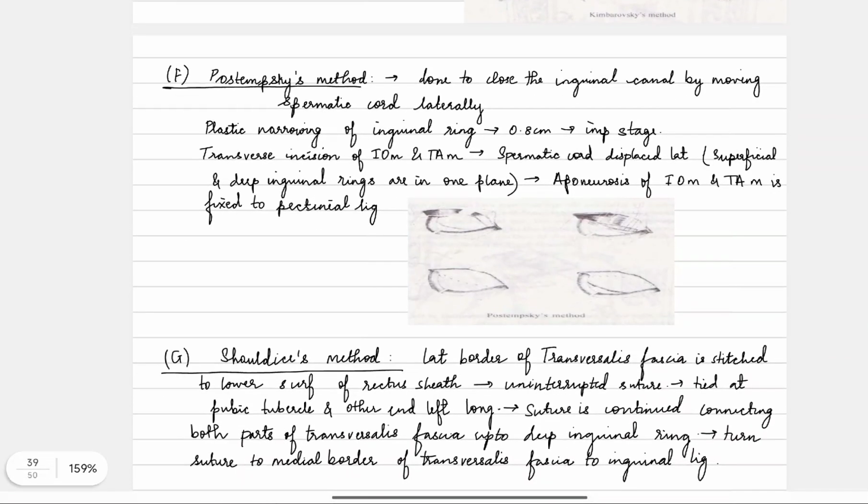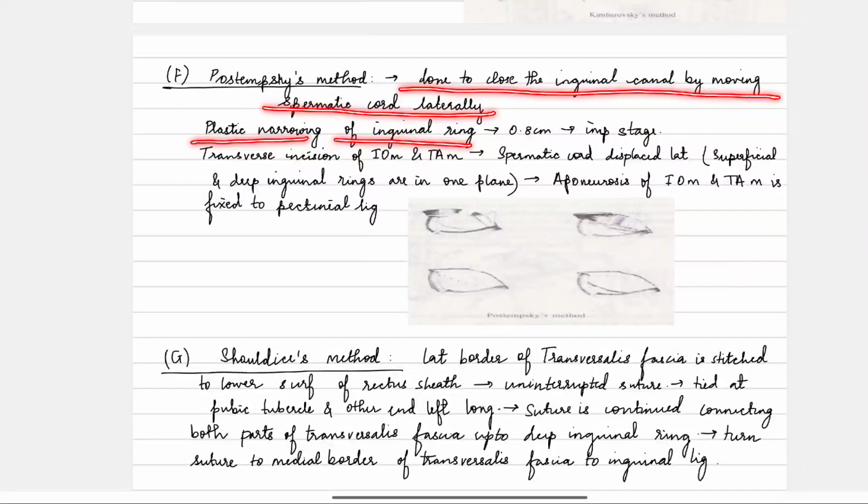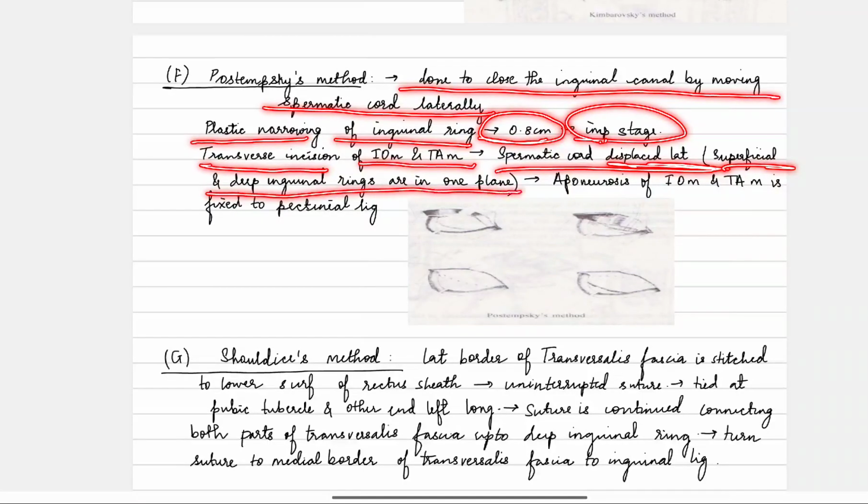Next is Postempsky's method. Done to close the inguinal canal by displacing the spermatic cord laterally. Plastic narrowing of the inguinal ring, which is 0.8 cm. It is an important stage. Transverse incision of the internal oblique muscle and transverse abdominis muscle. The spermatic cord is displaced laterally. Superficial and deep inguinal rings are in one plane. The aponeurosis of the internal oblique muscle and transverse abdominis muscle is fixed to the pectineal ligament.